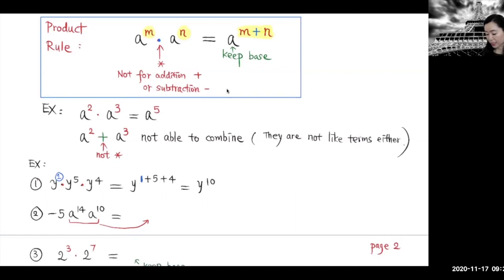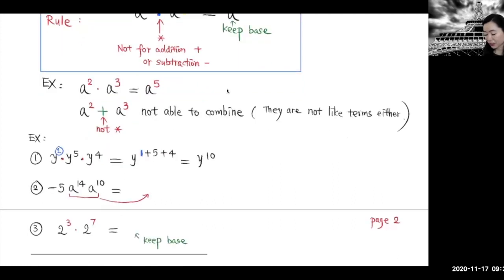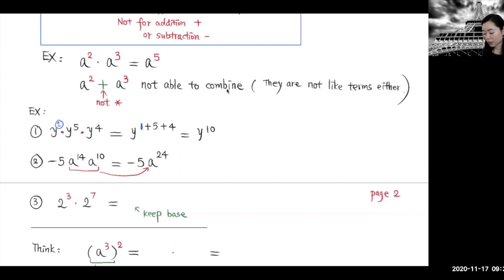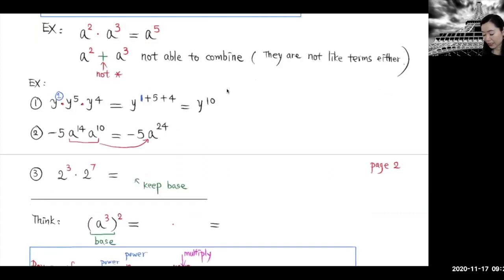Okay. Now what about this one over here? So we're going to combine these two: a to the 14th power times a to the 10th power. What do you get? 24. -5 times a to the 24. Okay. Now what about this one over here? 2 to the 3rd times 2 to the 7th power. 2 to the 10th power. You got it. Okay, 2 to the 10 power.